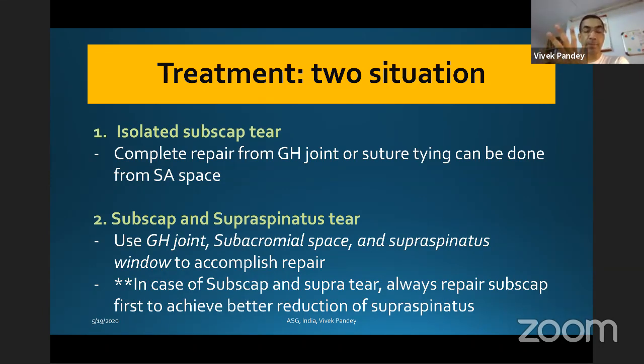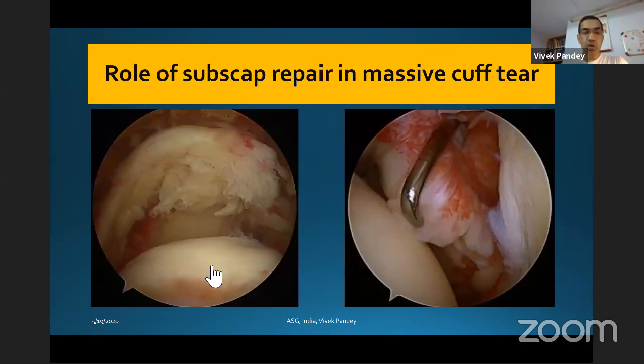In case of subscap and supra, always repair. Here's a tip. If the subscap and supra both are torn, always repair the subscap first to achieve better reduction of the supraspinatus, because both are connected. Supra and subscap are connected at the front, which is where the comma sign forms. So you always repair the subscap first, bring the whole thing much more laterally. The supra and or infra repair becomes extremely easy. So this is the role of subscap repair in massive cuff tear.